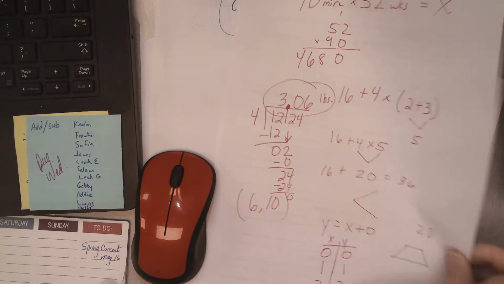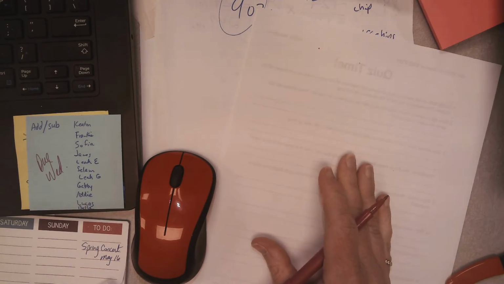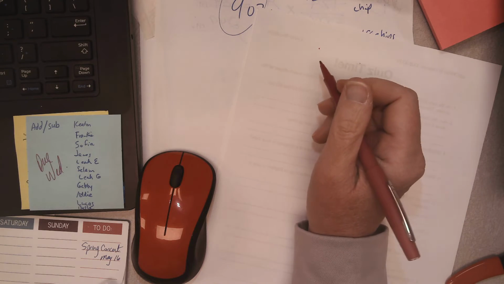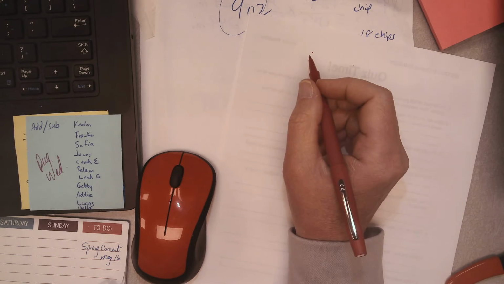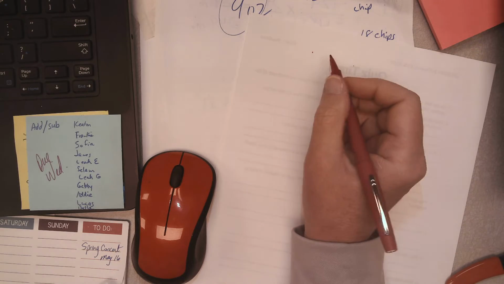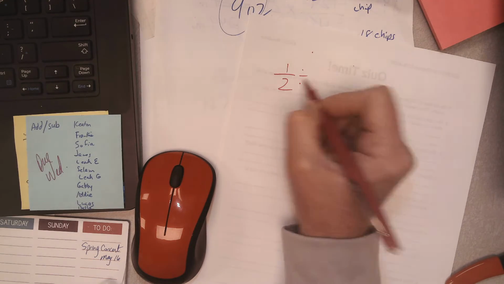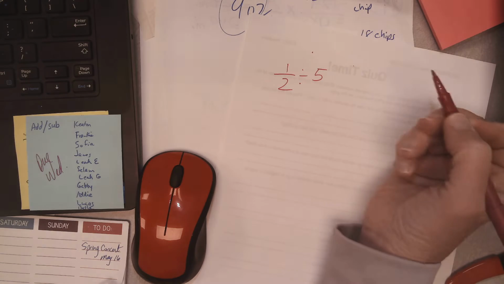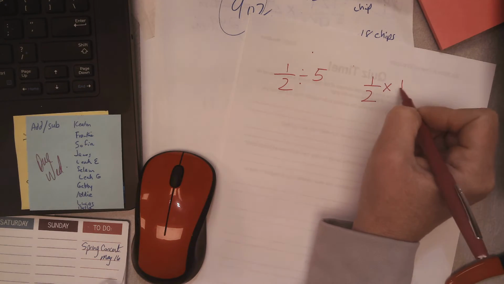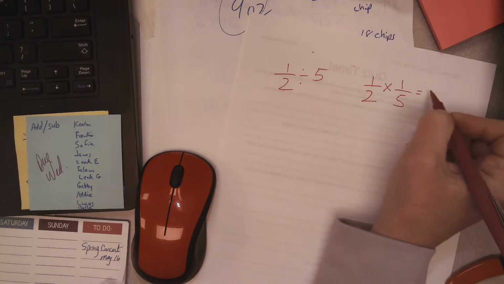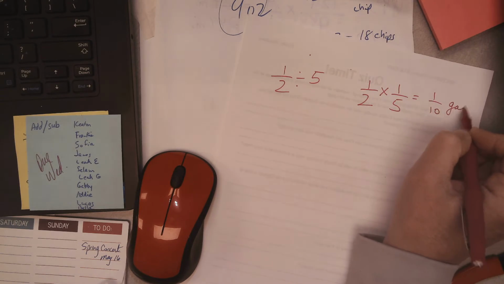Okay. Next part, dividing with unit fractions. Camille has a half gallon of ice cream. If she's splitting it with 5 of her friends, how much will each get? So she has a half a gallon. Dividing it into 5 friends. Keep, change, flip. Okay, each person gets 1/10 of a gallon.